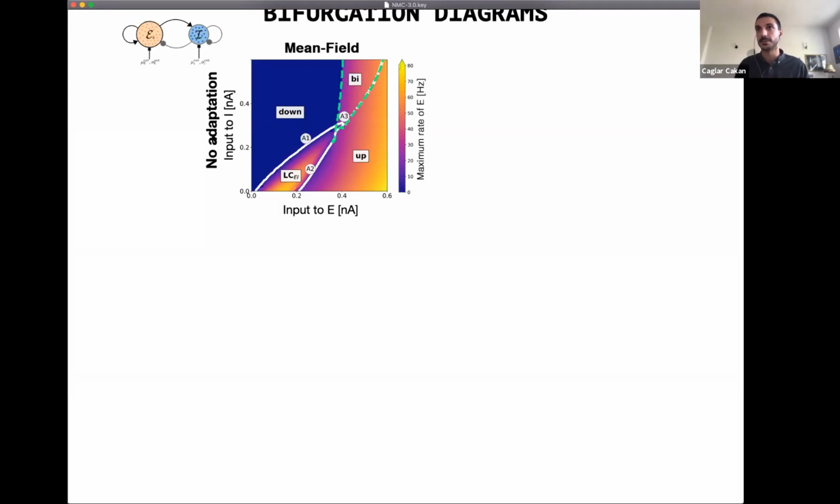These are the parameters that I'm changing, and you can see here the states that emerge. So in the inhibitory dominated regime, we have a down state where there's low activity. In the excitatory dominated regime, there's an up state with high activity. These are fixed points. There is a bistable region where up state and down state can coexist, so you can jump between the two. And in the middle, here's a limit cycle in white contour where the activity oscillates between excitatory and inhibitory population. So this is the bifurcation diagram of the mean-field model.